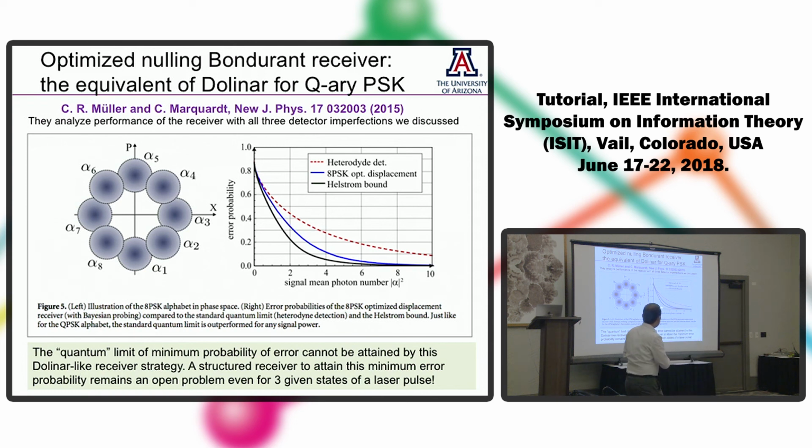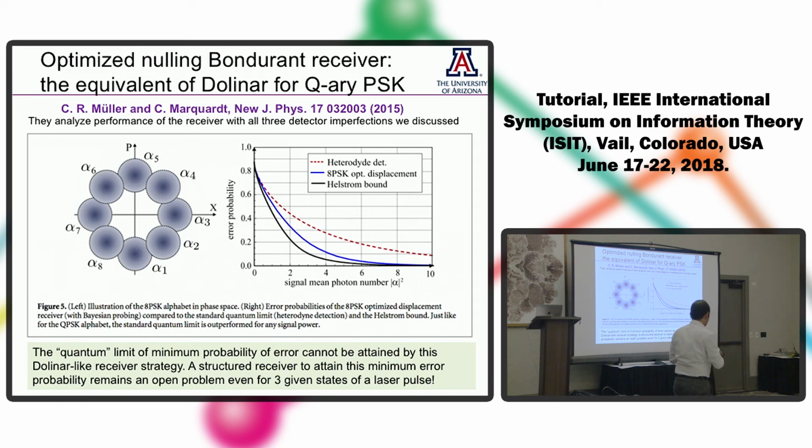However, the Helstrom bound, again, is simple to calculate because we showed in the morning how to calculate the minimum error probability between any set of states. And we actually did a calculation for 3 states. So you can calculate the minimum error probability, but this time we don't know how to build a receiver that gets you to that black line.